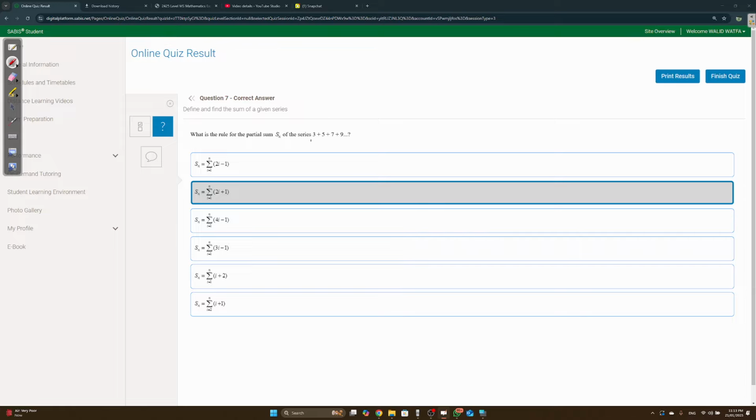Anytime you're asked for the sum and you have a series or a sequence, you need to find the rule of the nth term of the sequence. And remember, an is equal to dn plus b, where b is equal to a1 minus d. So what's d? Obviously, it's 2, right? So an is going to be equal to 2n plus b.